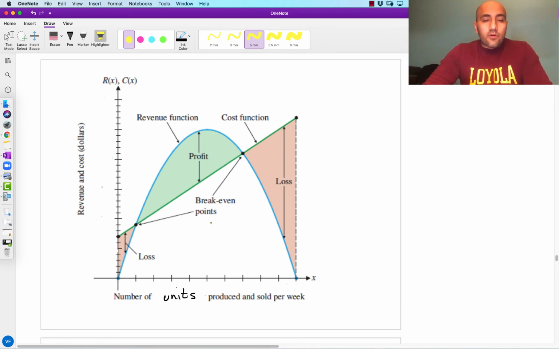We used Desmos to find those 2 points, but that won't always be an option for us. So we've got to find a way to figure out when they equal each other. That's where we begin. Set both functions equal to each other and solve for x, x being the number of units produced and sold per week. Okay, so let's do that now.